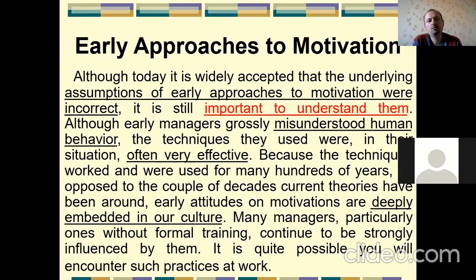We will begin with early approaches to motivating. Actually, we will speak about some examples of motivating, then we will speak about content theories, and then we will speak about process theories of motivating. You can think, Pavel, why should we study the early approaches or old theories of motivating? We have to use only modern theories, only process theories of motivating.